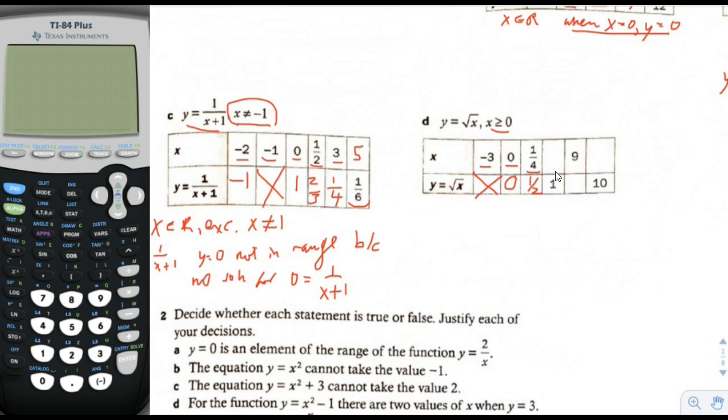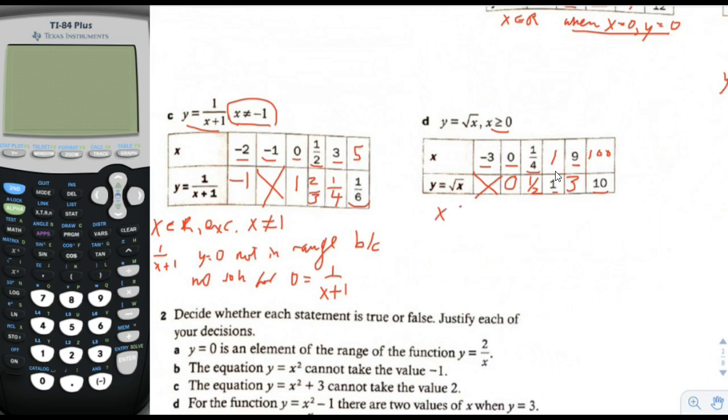How about 1 as the output? What do you put in for the input? 1. What if you put 9 in for the input? What do you get for the output? 3. How do you get 10 for the output? What do you put in? 100, right? Okay, now what about the domain?